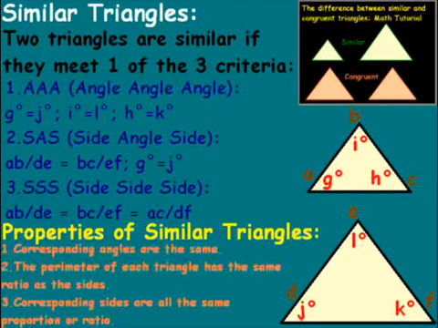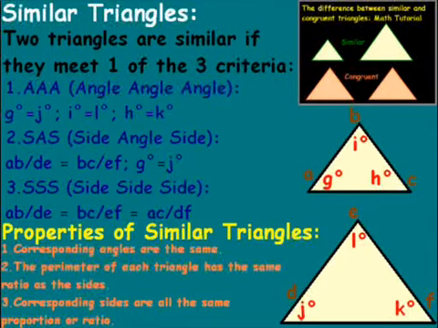The third and final property is the corresponding sides are all the same proportion or same ratio, which is basically side, side, side, and we have the same ratio for that.